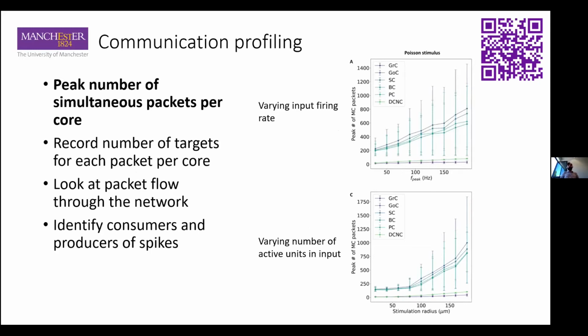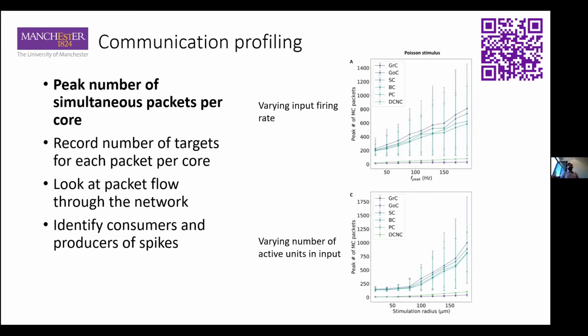And now on the right, you can see that in some of the worst cases examined here, some of the cores, mainly those in the molecular layer, so stellate and basket, but also Purkinje cells and Golgi in the granule cells, and the granular layer can receive upwards of 1,400, 1,500 spikes, packets in the worst case time step.